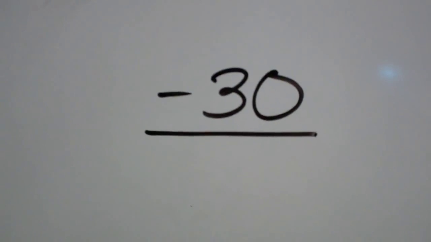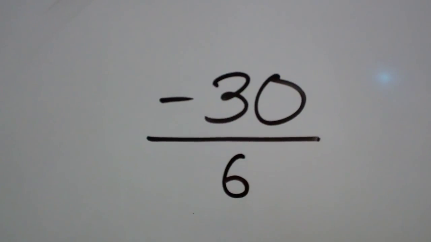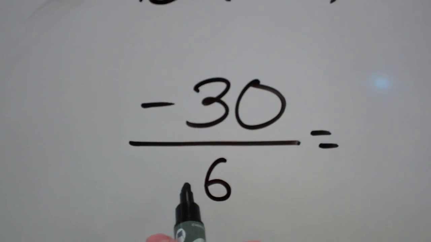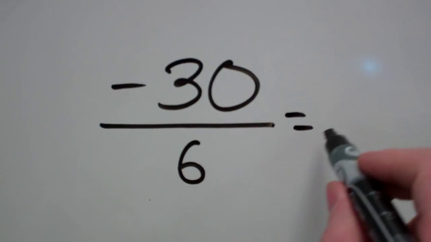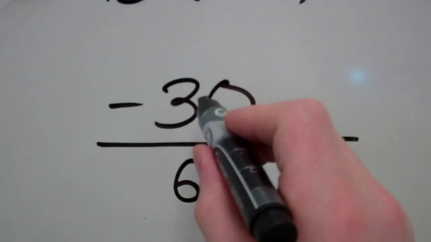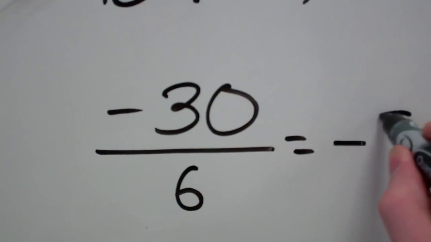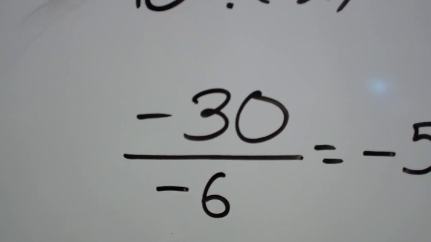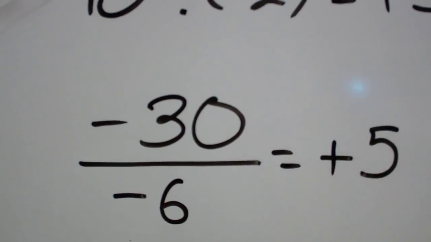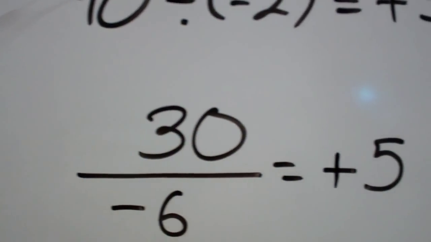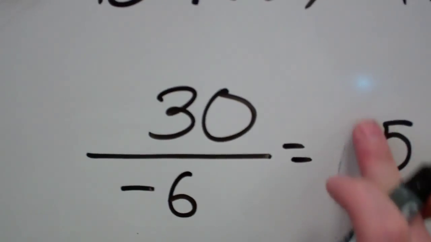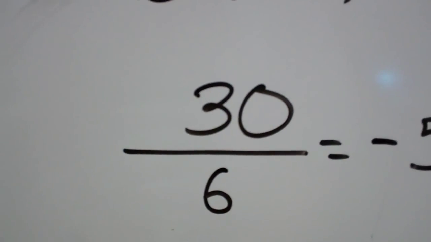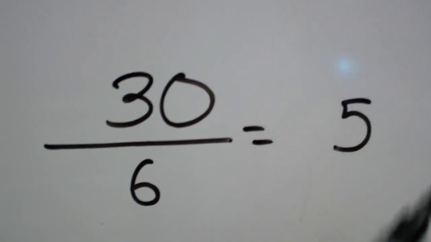-30 over 6. I have a -30, I have a +6. My signs are different, so my answer is negative. And 30 divided by 6 is 5. My answer would be a -5. If my 6 was also negative, then I'd have a +5. If my 30 was positive, my 6 was negative, my signs are different, I'd still have a -5. If they're both positive, my signs are the same, so I have a +5 here.